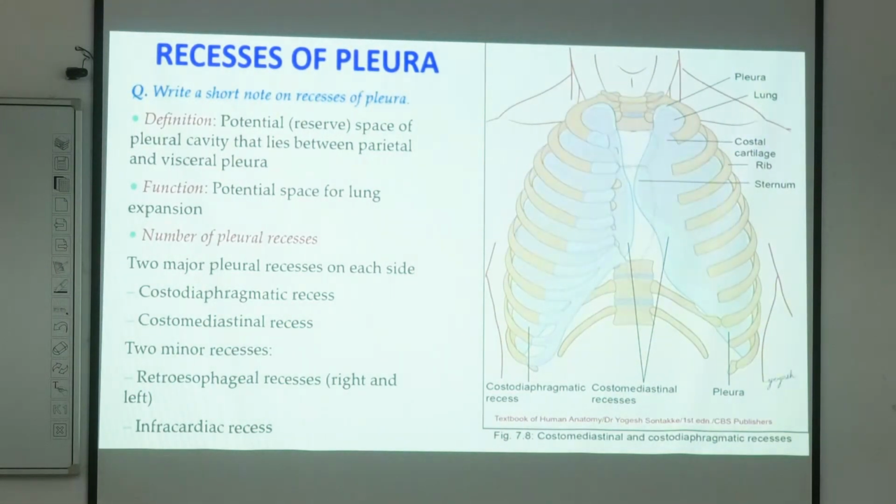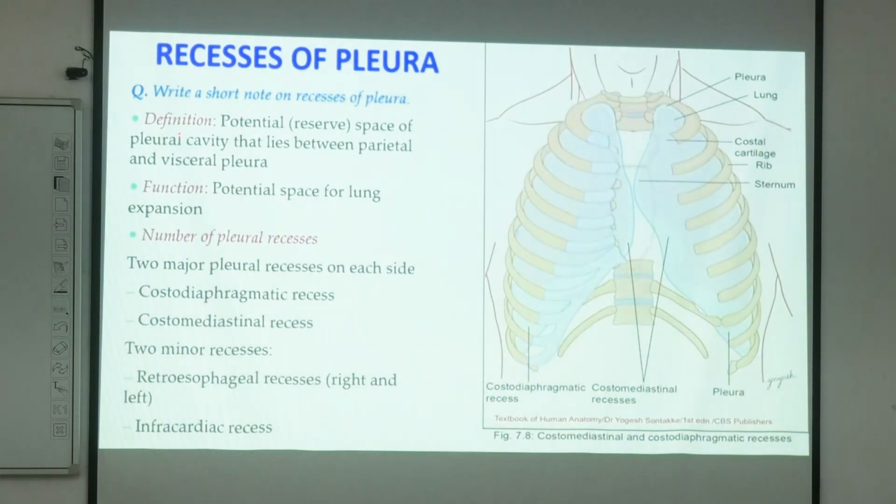So, what are the recesses of the pleura? They are potential or reserved spaces of the pleural cavity that lie between the parietal pleura and visceral pleura. What is the function? It provides a potential space for lung expansion. As for the number of pleural recesses, two major pleural recesses are present on each side: the costodiaphragmatic recess and costomediastinal recess. And two minor recesses are also present, that is the retroesophageal recess, present on the right and left side, and the infracardiac recess. Okay, so these are the recesses of the pleura. This can also come as a short note.